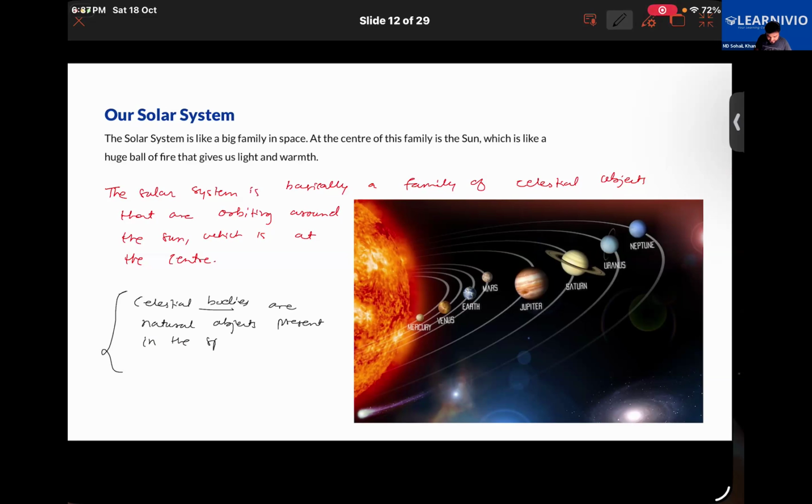In the space, we have got satellites also. Man-made satellites are also sent there. So they are not counted as celestial bodies. Natural objects present in the space, such as the different planets, even the stars, moons, asteroids, comets, etc. All of that are called celestial bodies.